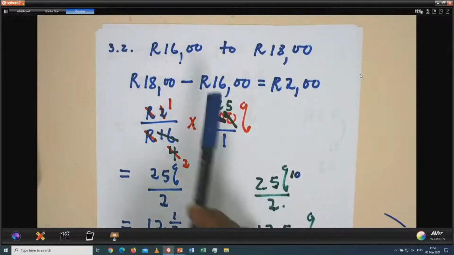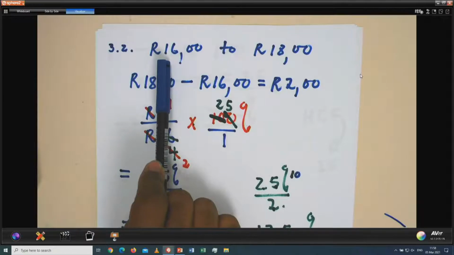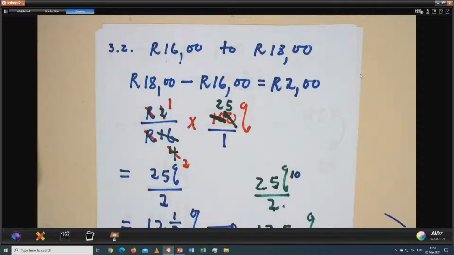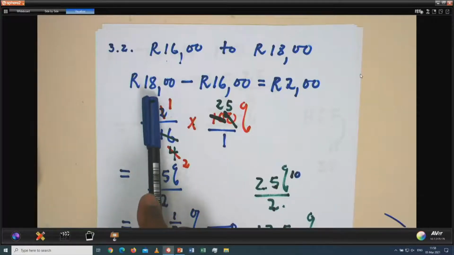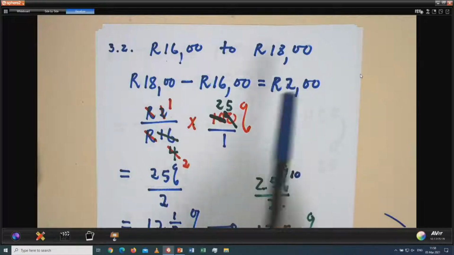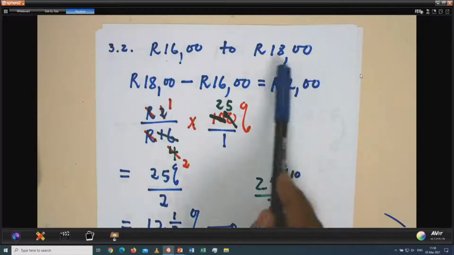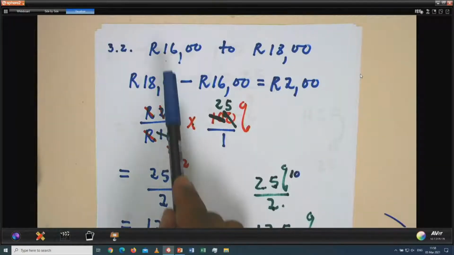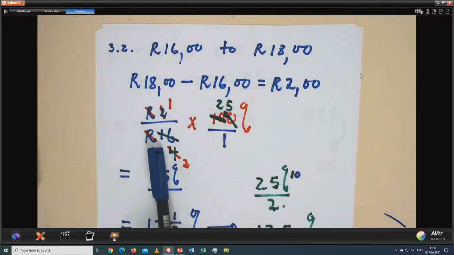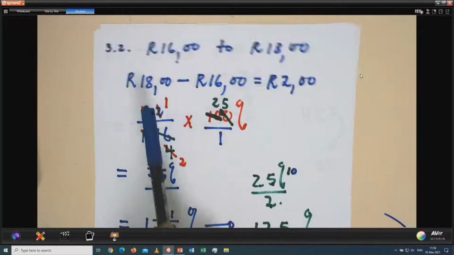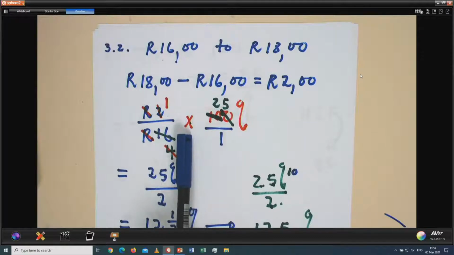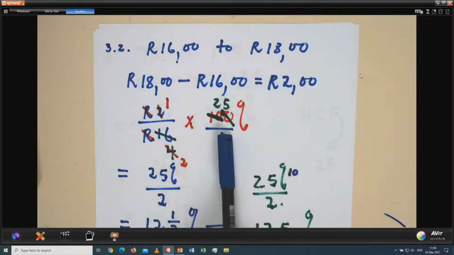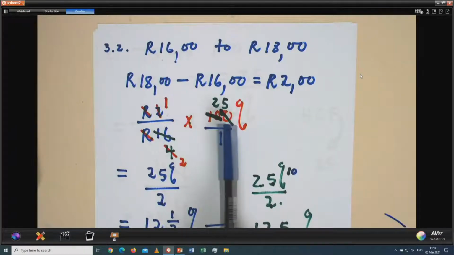Remember we said the petrol price increased from 16 rand to 18 rand a liter. Then we said let us find the difference between 18 and 16 rands. 18 rand subtract 16 rand, we ended up with 2 rands. Now we said we'll take the 2 rands. Why? Because it's the difference between the two. Then we'll divide it by the original price per liter, that was 16 rand. Then we have 2 rand divided by 16 rand, multiplied by what? By 100%. Why? Because we want to calculate the percentage.